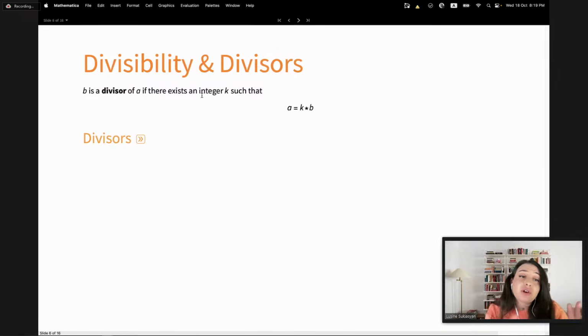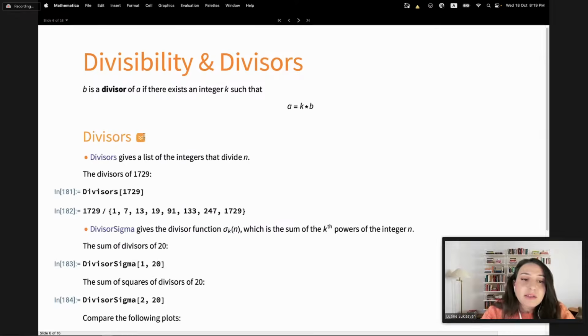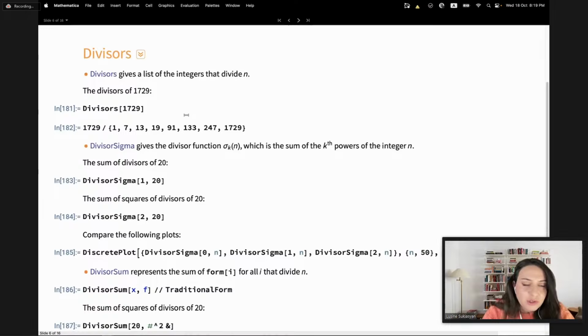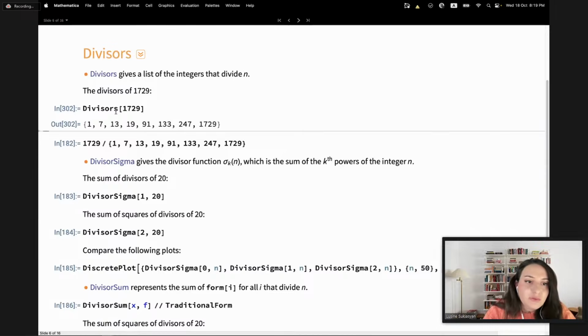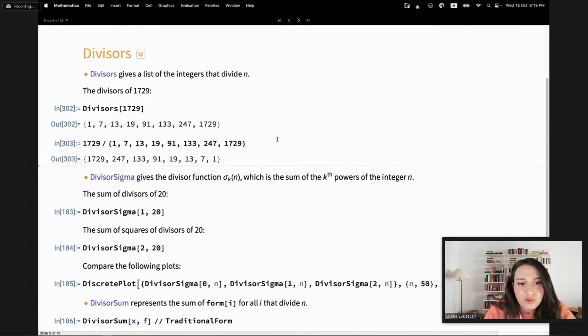Divisibility, and we talked about divisibility. Let's talk about divisors. As I said, b is a divisor of a if there exists an integer k such that a equals k times b. So what are the functions here? Divisors, of course, which gives a list of the integers that divide n. For example, the divisors of 1729, you just simply do this. Divisors 1729, you get a list of divisors, and you can even check that yes, all of them divide 1729.